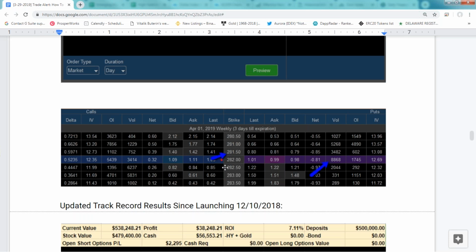So let's look at the economics of that trade. So right off the bat, we're giving up 50 cents of profit from the current trading price, but we're taking in $1.40 credit. So this is not a super defensive trade, and it's really not a super bullish trade. It's just a very neutral trade.